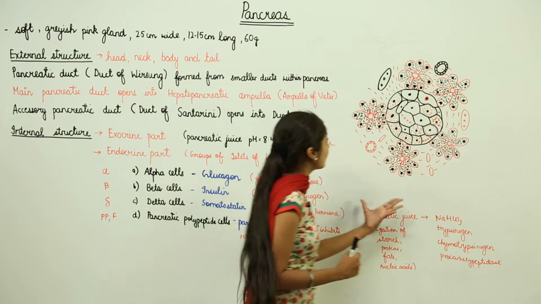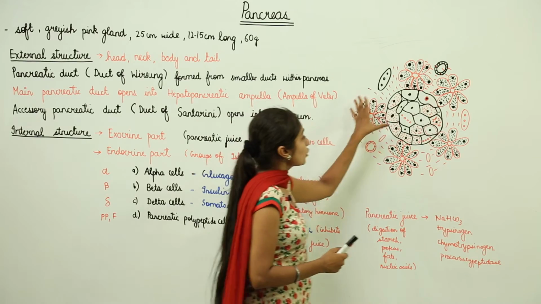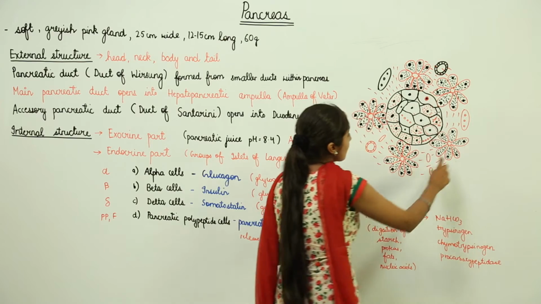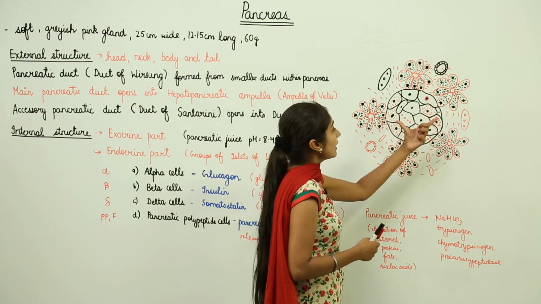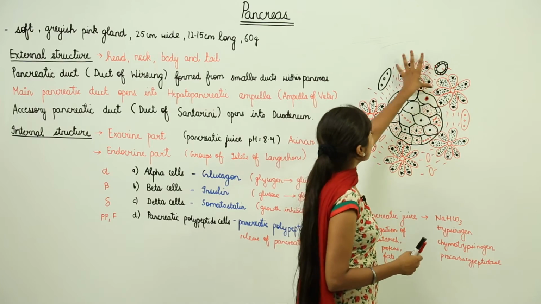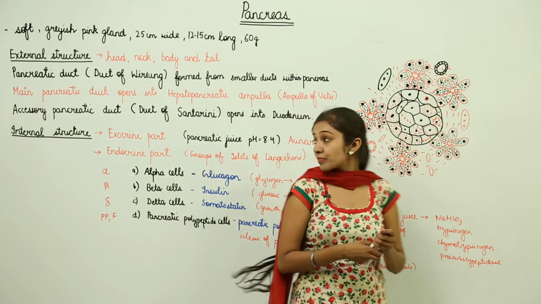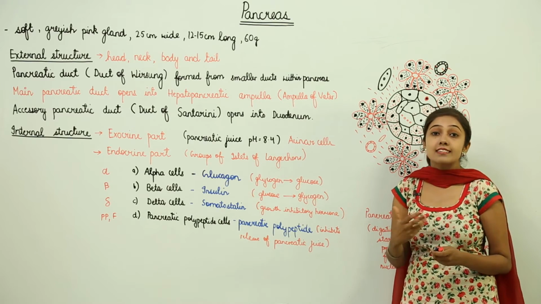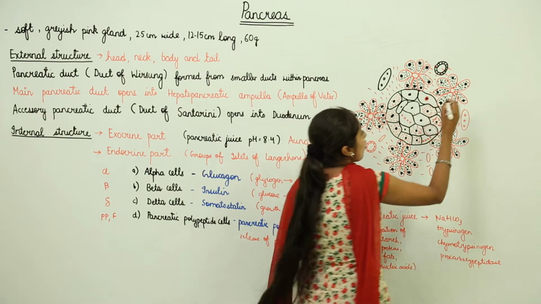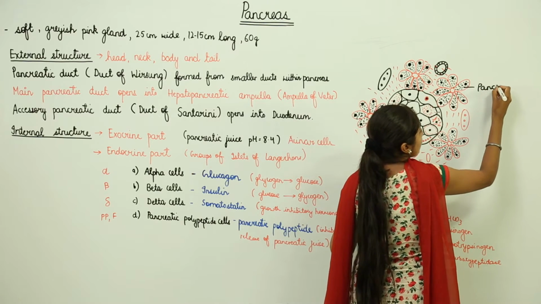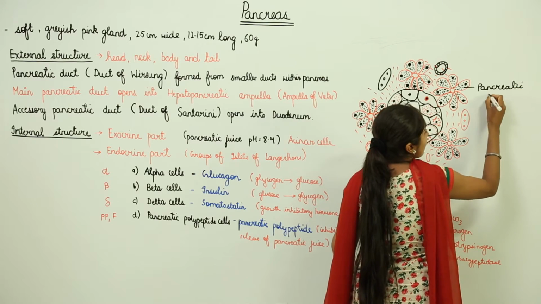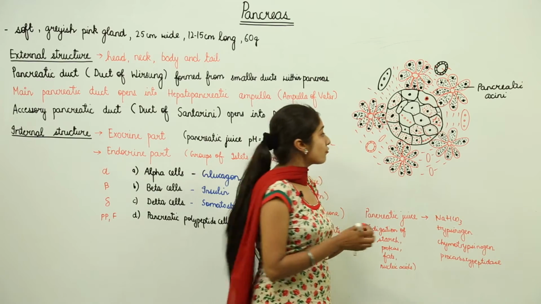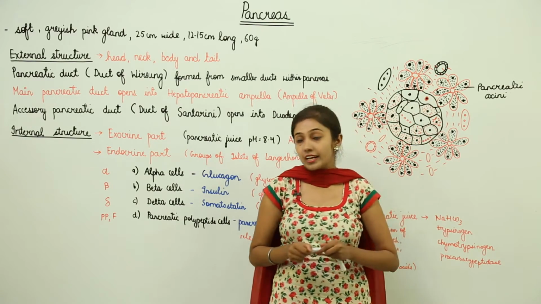Look at this diagram first of all. We have the exocrine part and the endocrine part. This region is the exocrine part, and this internal one is the endocrine part. So what do we have here? We have the acinar cells, right? You can also call a single cell a pancreatic acini, right? So let me label this. We can call this pancreatic acini, right? So these are actually the group of acinar cells, and they form the exocrine part of the pancreas.